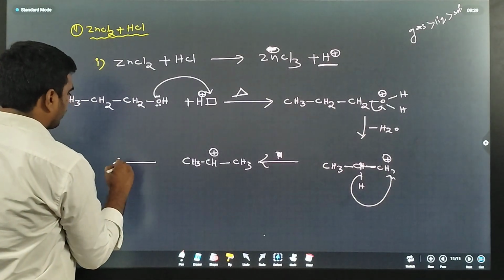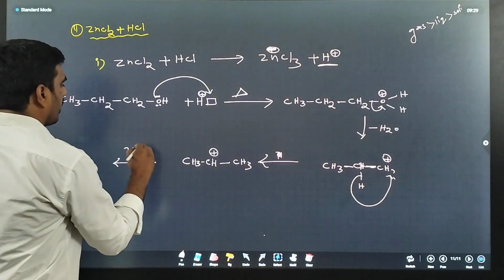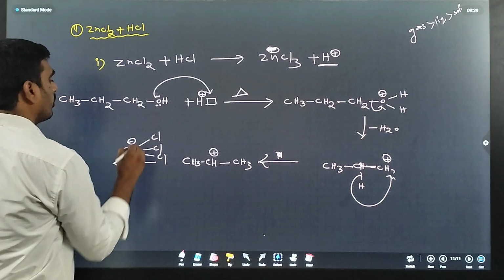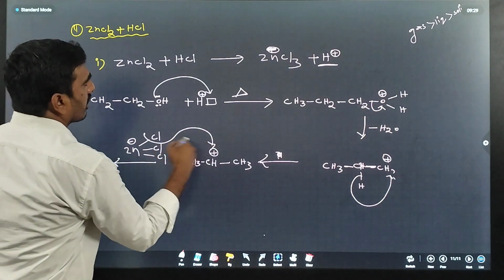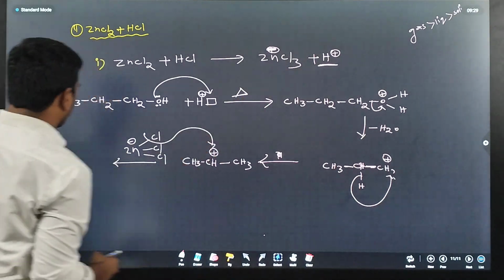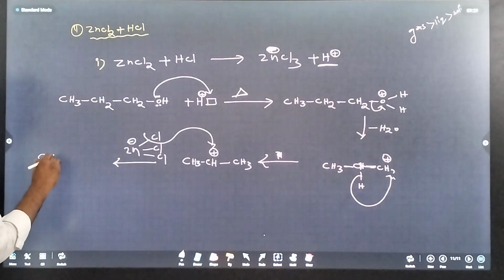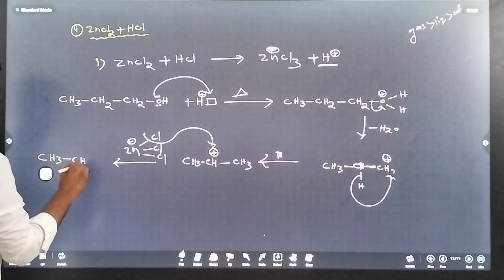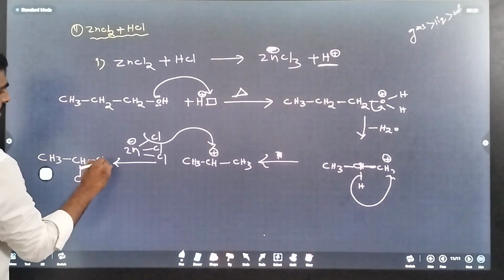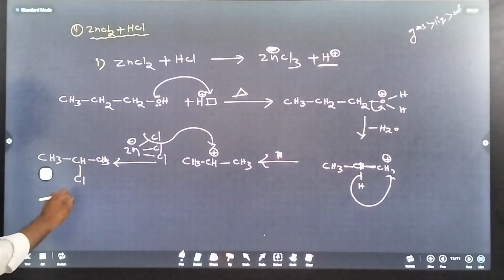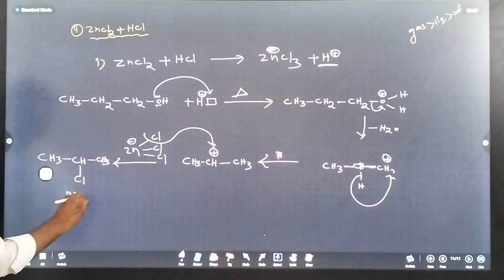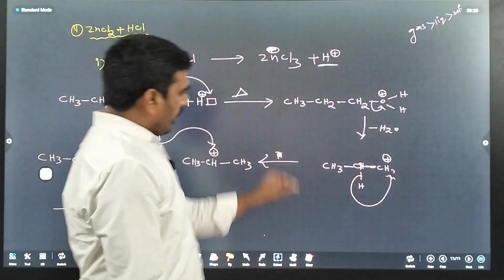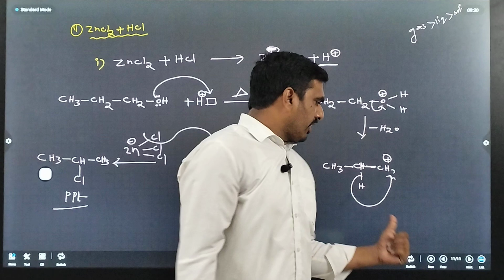So here, ZnCl3 negative. This Cl minus ion attacks here, so we get Cl and CH3. This is 2-chloropropane. This is in the form of a precipitate. So here, which compound is formed as an intermediate? Carbocation.